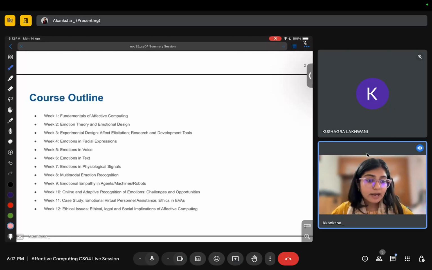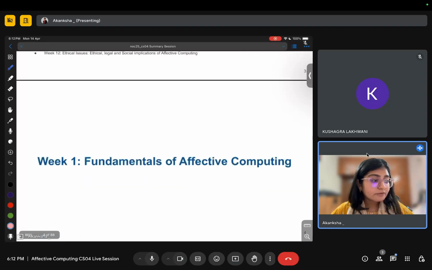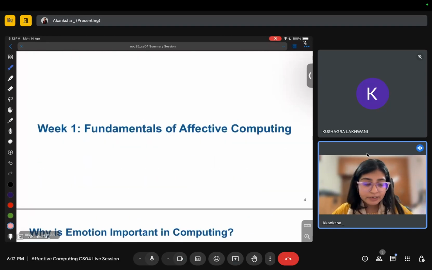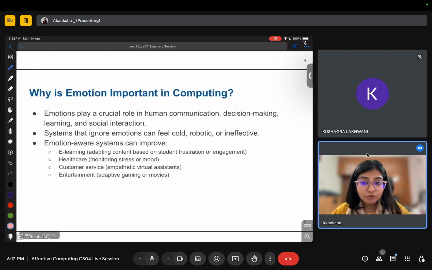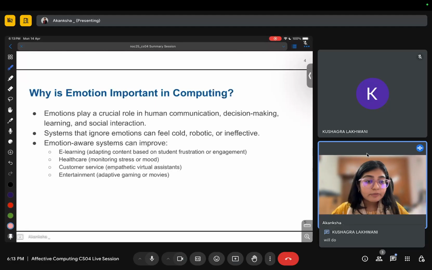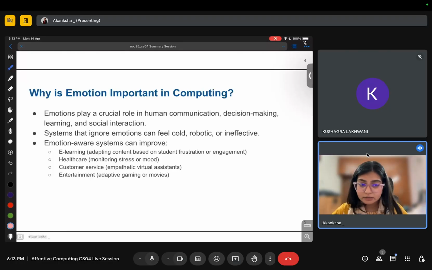So let's start. First, as I mentioned, is the fundamentals of affective computing. Let's talk about why emotion is important. Why do we actually need emotions in machines? Because it makes the experience better. Just to summarize, as we humans communicate, we come to decisions, learning and social interaction.